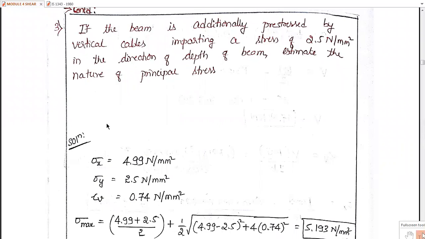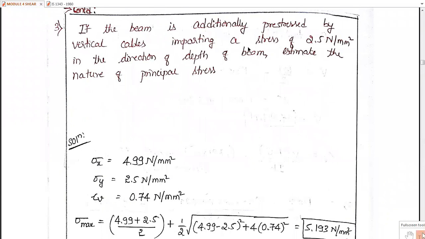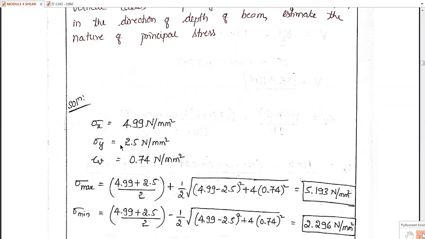Sigma x we have already calculated in the previous case. Sigma x is equal to 4.99, approximately equal to 5 Newton per mm square. Sigma y we now have to consider because he has given the vertical cables. The stress is 2.5 Newton per mm square. Therefore, sigma y is equal to 2.5 Newton per mm square. Tau is equal to 0.74. We have calculated in the previous problem.